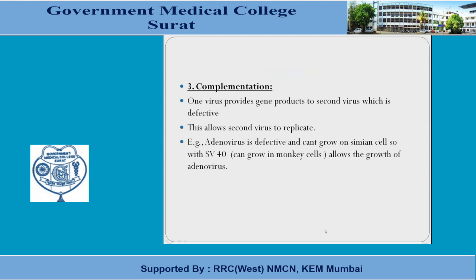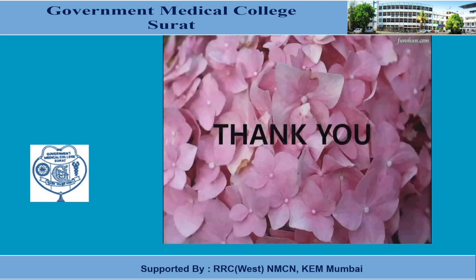Then complementation. One virus provides a gene product to a second virus which is defective. This allows the second virus to replicate. The example is adenovirus, which is defective and can't grow on simian cells, so SV40, which can grow in monkey cells, allows the growth of the adenovirus. Okay, so thank you.